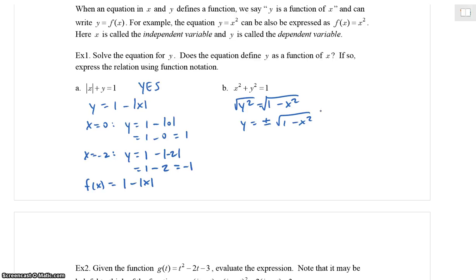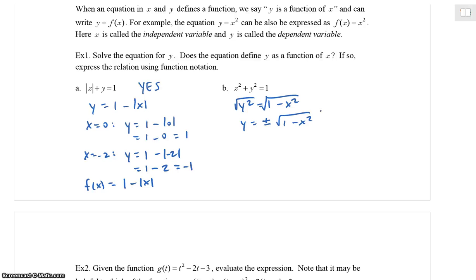So because y is being squared, we could take either the positive square root or the negative square root, and it would satisfy the equation. By the way, this is the equation of a circle, in case you're interested. It's a circle centered at the origin of radius 1. Perhaps you recognize it, perhaps you don't. That's not of any great significance right now.